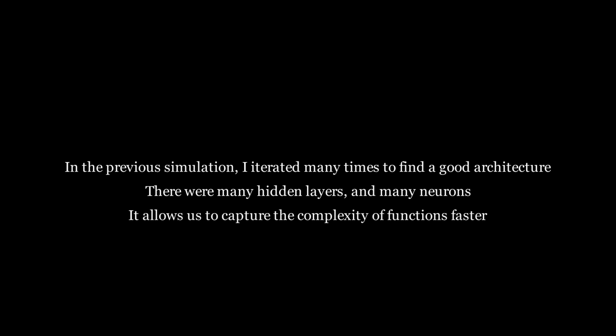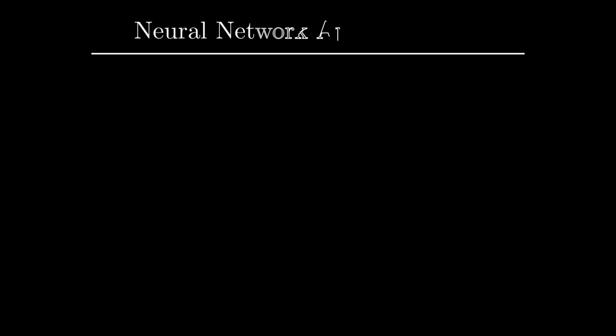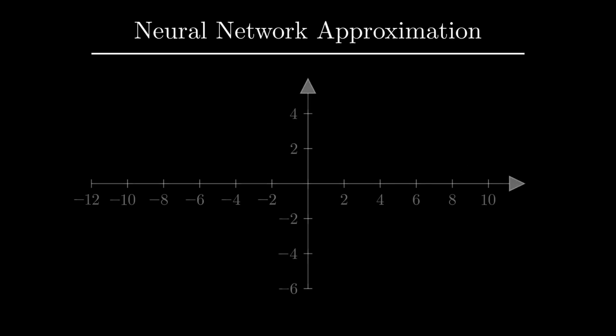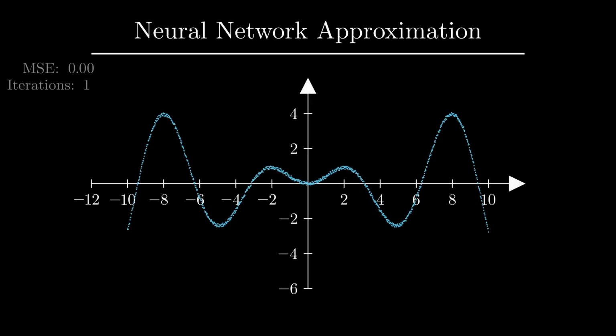In the previous simulation, I iterated many times to find a good architecture because I didn't want to go through a lot of iterations. There were many hidden layers, 2 to be exact, and many neurons, 50. It allows us to capture the complexity of the sinus term of the function. If I were to predict value on unseen data, it would likely perform very well. But let's do an experiment. Let's put much fewer neurons and do the very same simulation.